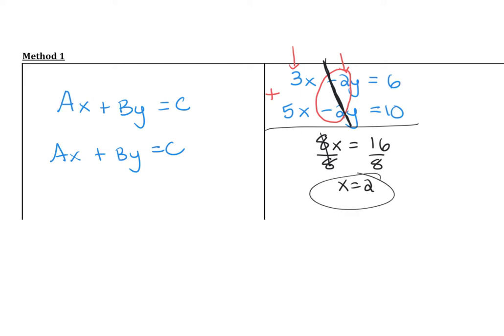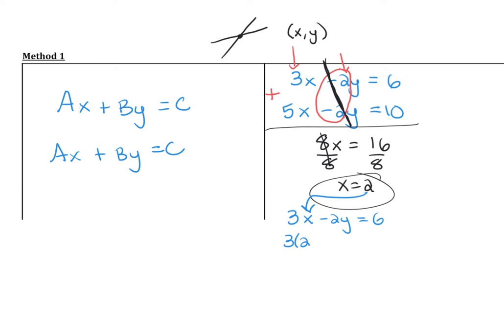Now remember, solving systems, it's two lines that intersect. We're finding the point where they intersect, which means we need the x and the y. So plug your x value back into one of your original equations. I'm just going to choose the top one, that 3x plus 2y equals 6. I'm going to plug that in here.